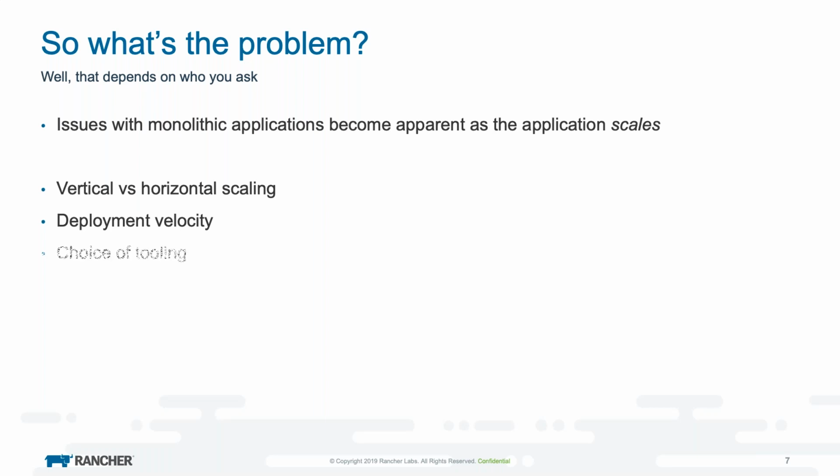Another issue as the application scales is a choice of tooling. A monolith, almost by definition, is built on a single technology. We had in our picture just before the Java logo, a Java EE application. It could be a .NET application, could be C++, a whole bunch of different things. But almost by definition, your monolith is going to be built on that single technology. The challenge there is that there's only one tool set to lean on.